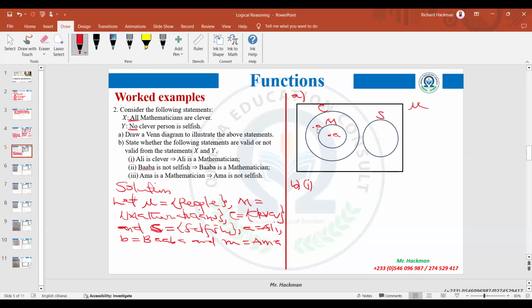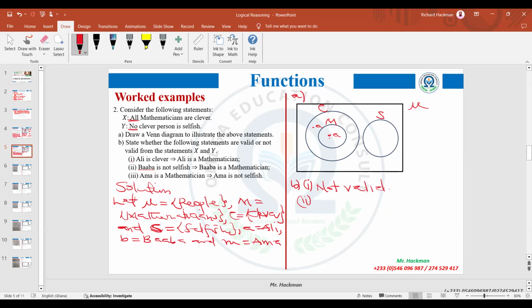Okay, but this A is not a mathematician because it's outside M. So per this statement, you are saying that if A is inside C, then A strictly must be inside M. Meanwhile, I have A who is inside C but not inside M. You get it? So in that case, the A that you have here has been able to counter. So that will give you not valid.